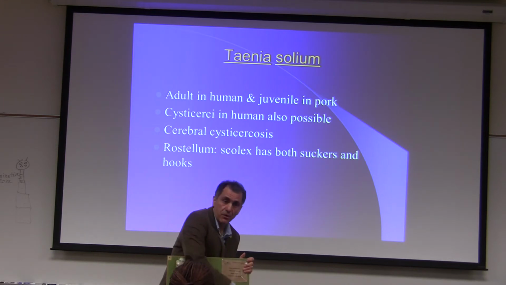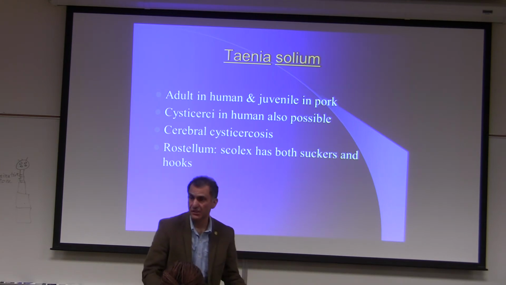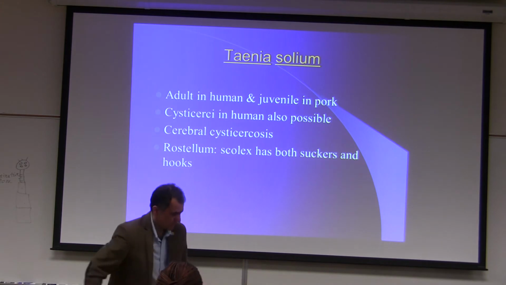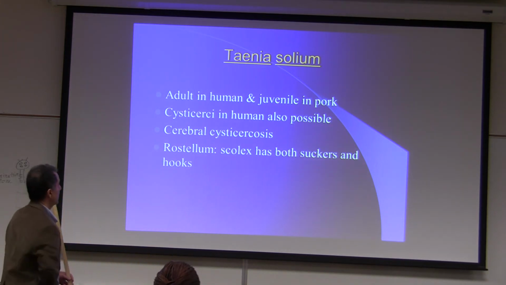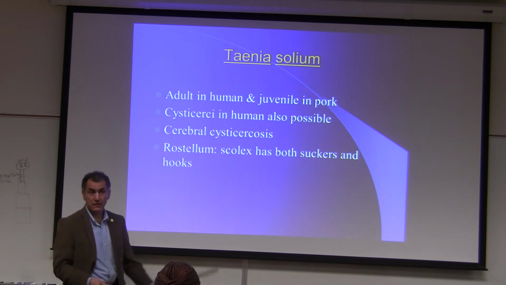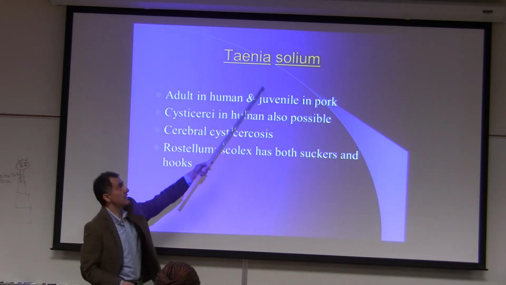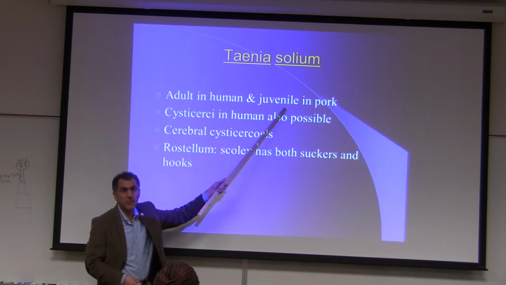except the gravid proglottids. The gravid proglottids of saginata have 12 branches or so, but solium has fewer than 12, seven to 12, anywhere in that neighborhood. Okay, adult in human and juvenile in pork, that's usually the case. That's supposed to be the case for Taenia solium, adult in human and juvenile in pork.